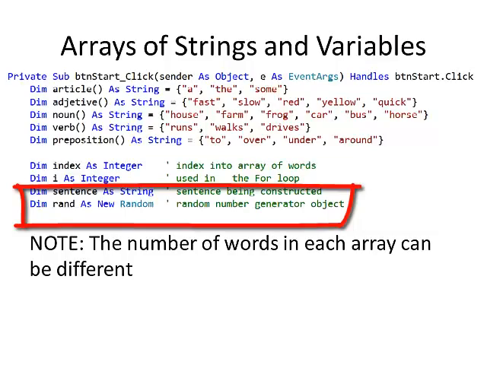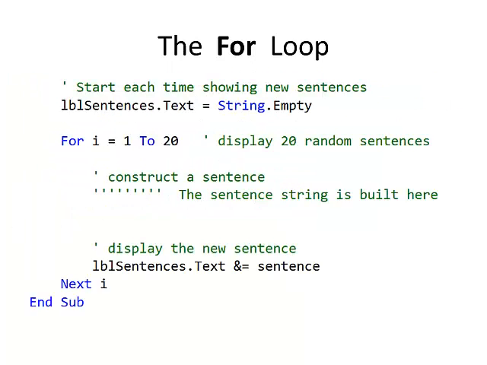I need to create an object for a random number generator. I'm going to call my object rand. It says dim rand as new random. That way I can create random numbers. Let's look at the for loop. Well, even before I go into the for loop, I want to start my label as totally empty. If I call my label lblsentences.text, I can say lblsentences.text equals string.empty, or I could even say lblsentences.text equals quote quote with nothing in it. That way I have an empty string.